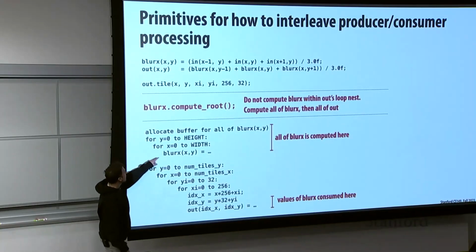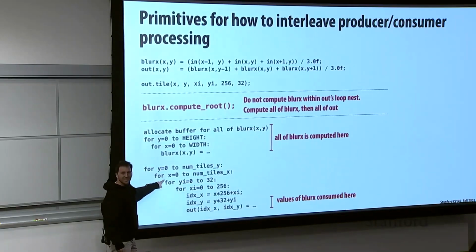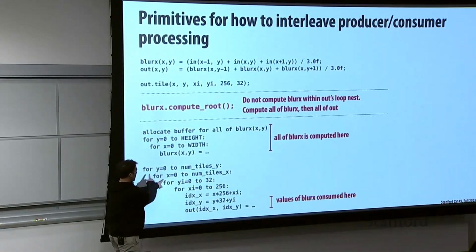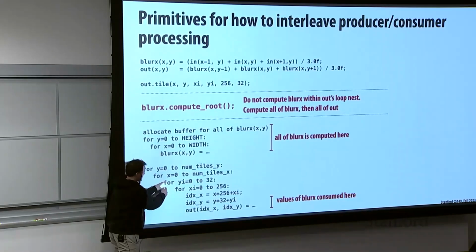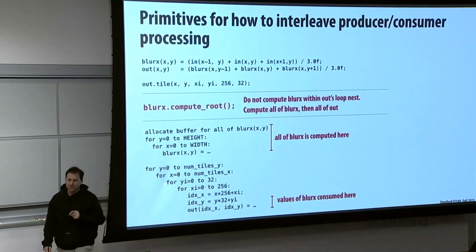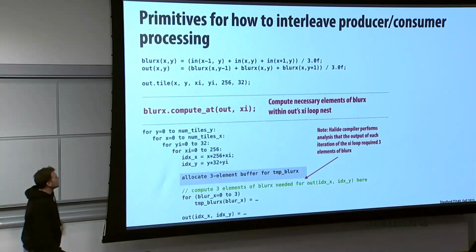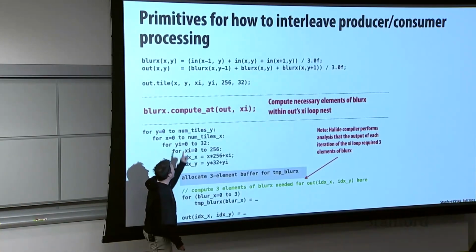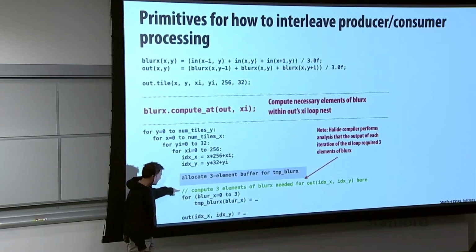And now what I'm going to do is I'm going to say, hey, this blur x loop, let's go ahead and shove it right here. So that for every tile of output, we first just generate a tile of temp, and then we use the tile of temp. So I'm going to say, hey, blur x, actually I want you to compute it at the xi loop of out, which actually I shoved it in even further. I shoved it into the innermost loop.